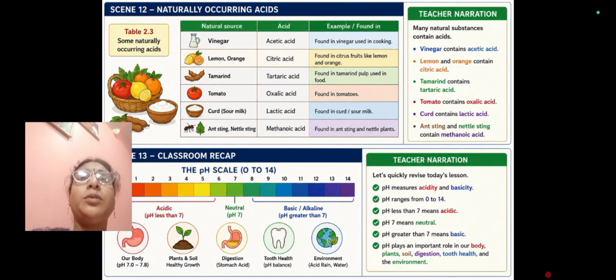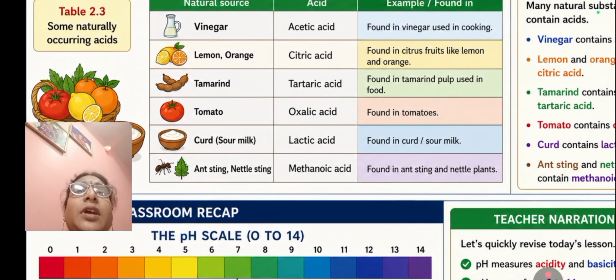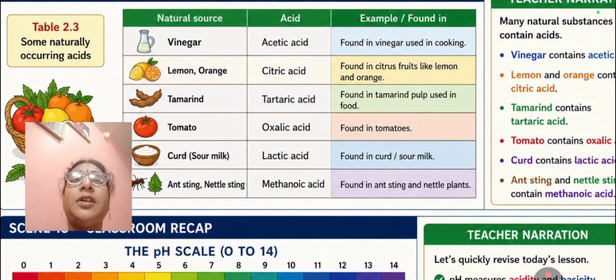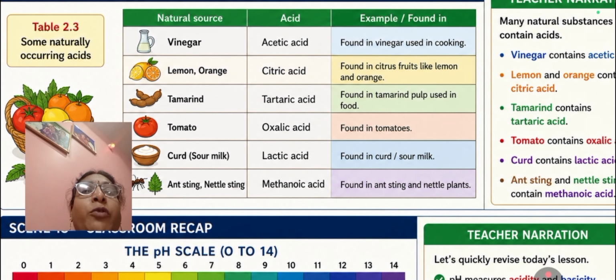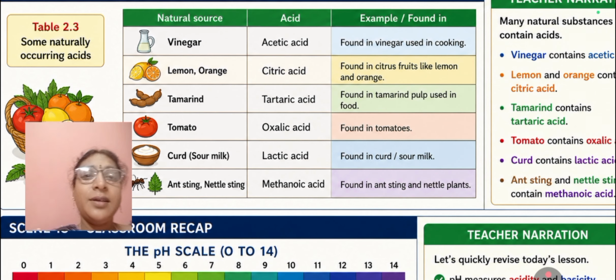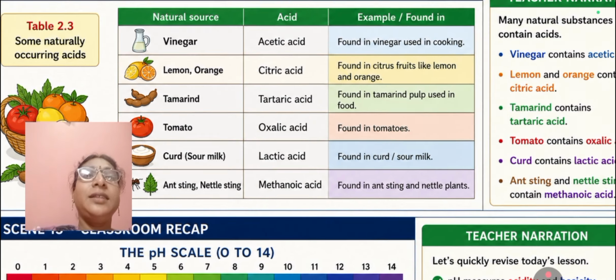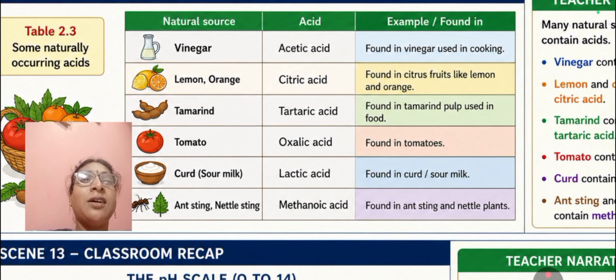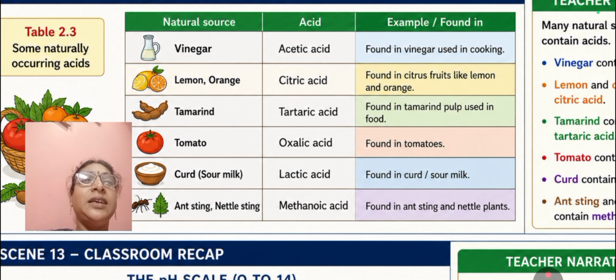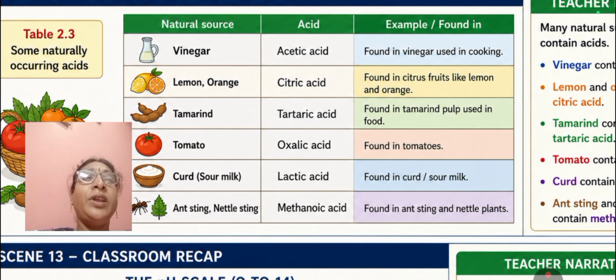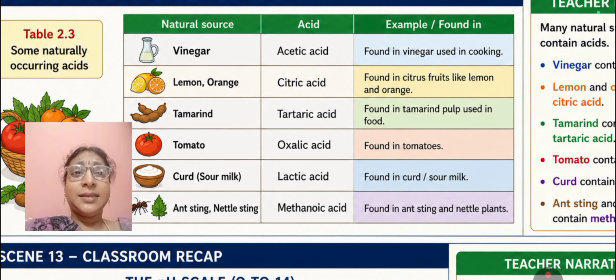Now, naturally occurring acids. Some naturally occurring acids are found in our surroundings in daily life. What are they? First one is vinegar. This is acetic acid. It is found in vinegar used in cooking, and it also preserves pickles. Next, lemon and orange.